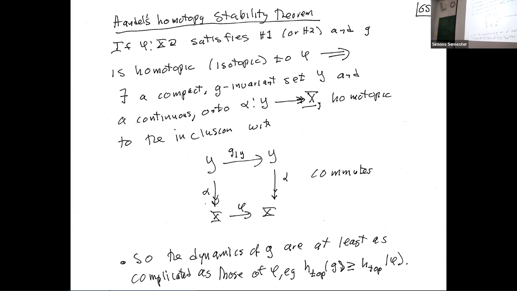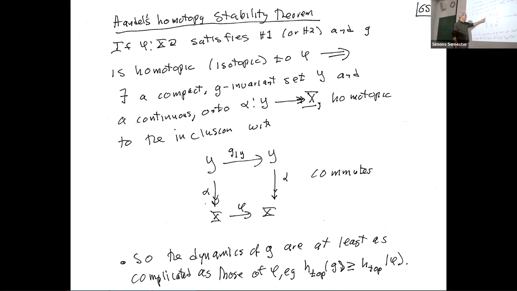Everything has non-zero index and periodic points are dense, all right? But again, all our examples satisfy that. Then there's this compact G-invariant set Y and a continuous onto map from Y onto X, which is homotopic to the inclusion, such that this commutes. All right, so the thing to notice here is that Y doesn't have to be all of X.